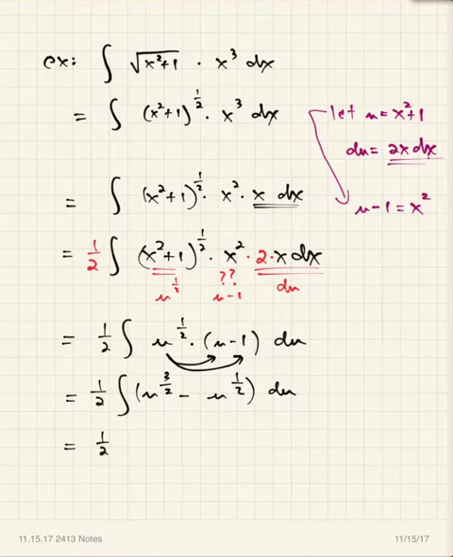So the u to the 3/2, I make that u to the 5/2. I add 1 to the exponent and I put a 2/5 in front. Then I have u to the 1/2. I add 1 to the exponent, I have 3/2, and I put 2/3 in front. For some reason I put a plus sign there, but that should be a minus sign, and then plus c.